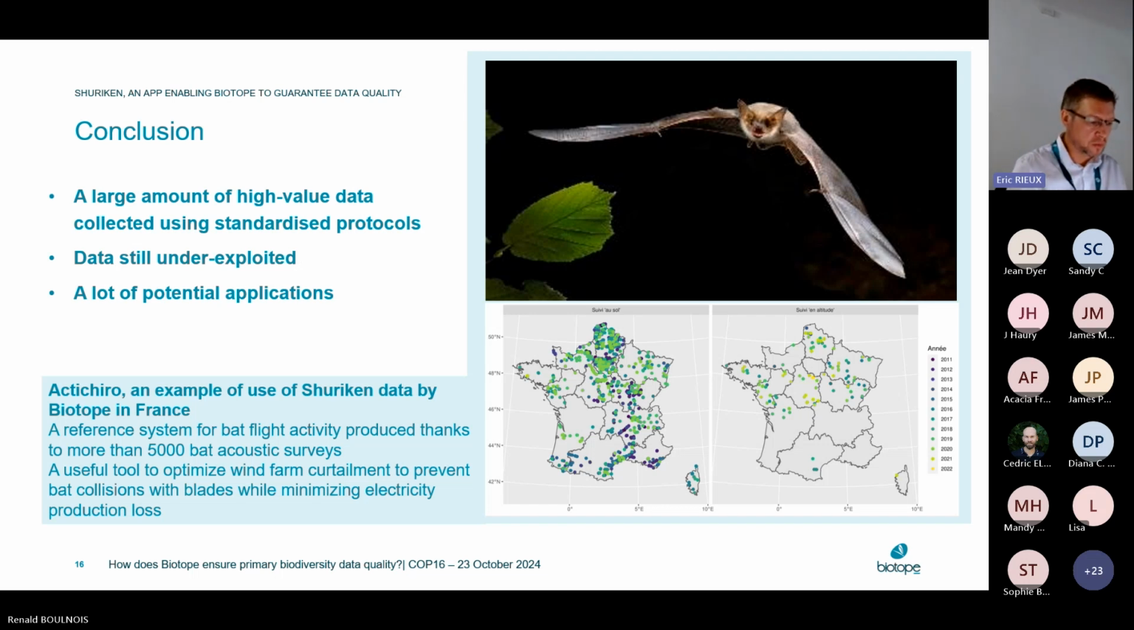So these two maps provide the illustration of the level of activity of a specific bat species, both at ground level and in altitude. This can allow, for example, to curtail the wind farm, the turbine, in order to avoid bat collisions with the blades. So that's just an example of application of what we can do with a lot of data to support both development and biodiversity conservation.